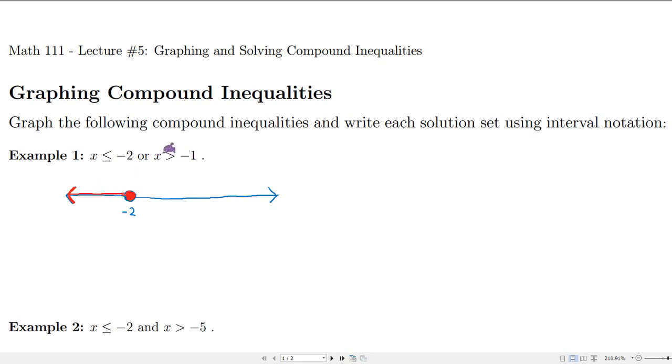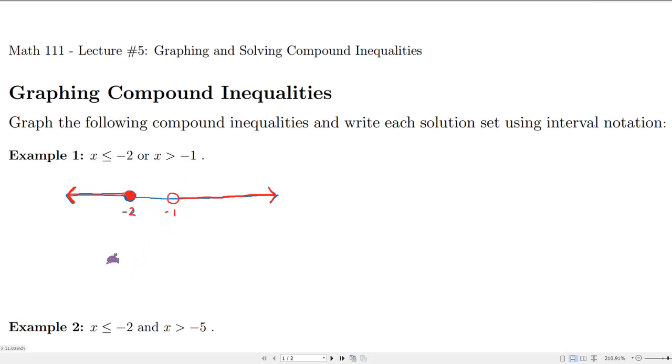Or we're going to have x is greater than -1, strictly greater. So let's put -1 here. -2 we could write in red as well, it doesn't really matter. But then the x values are going to be greater than -1, so it looks like this. So that's how you can represent this graphically.